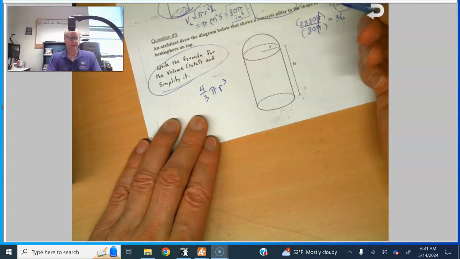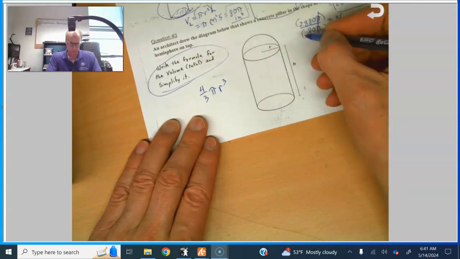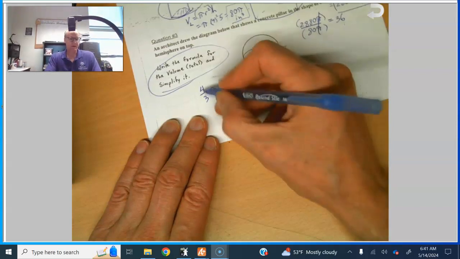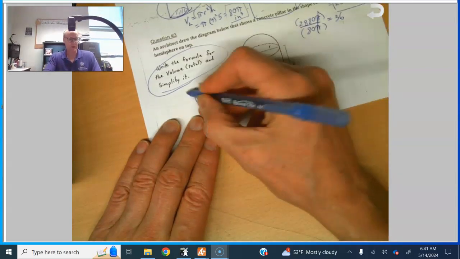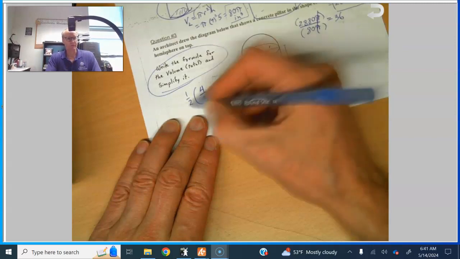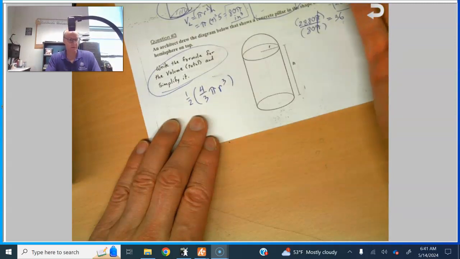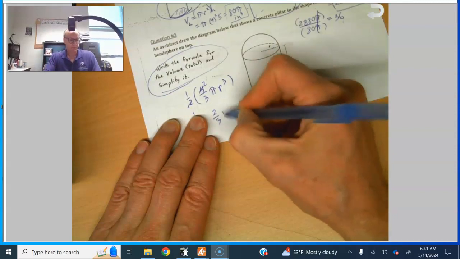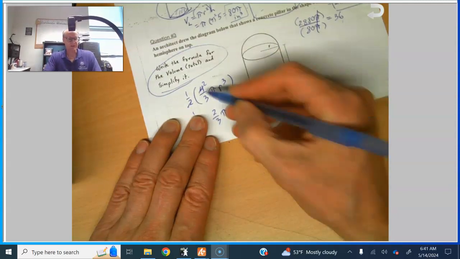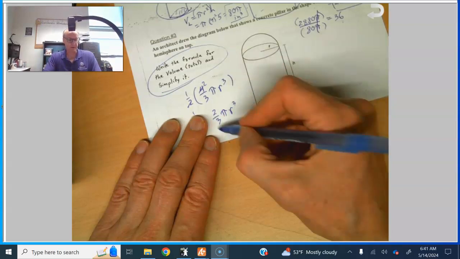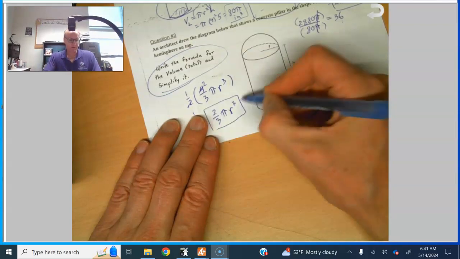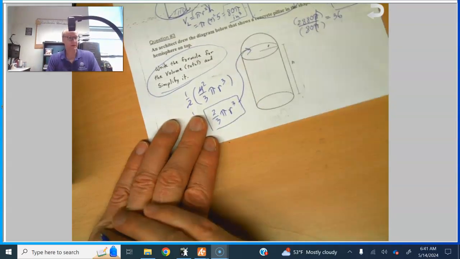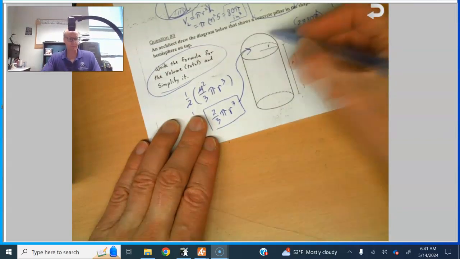What a lot of people are going to do is put divided by 2, which is not a good idea. Since you have a fraction, take half of it. That way you're multiplying fractions, and it's going to work out a lot nicer. The 2 cancels, and you get 2/3 pi r cubed, which is half of 4/3 pi r cubed. This is the volume of that hemisphere, or that half sphere.